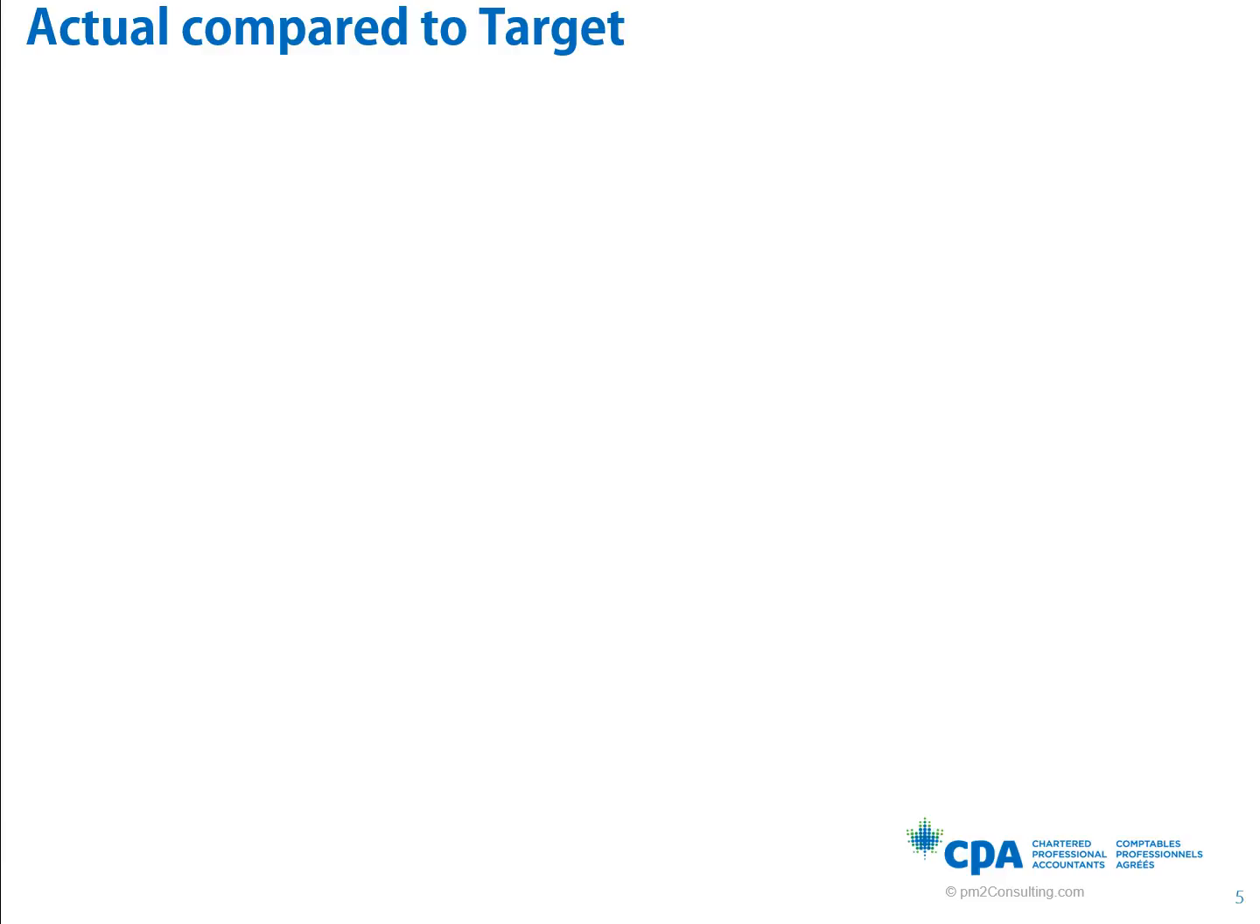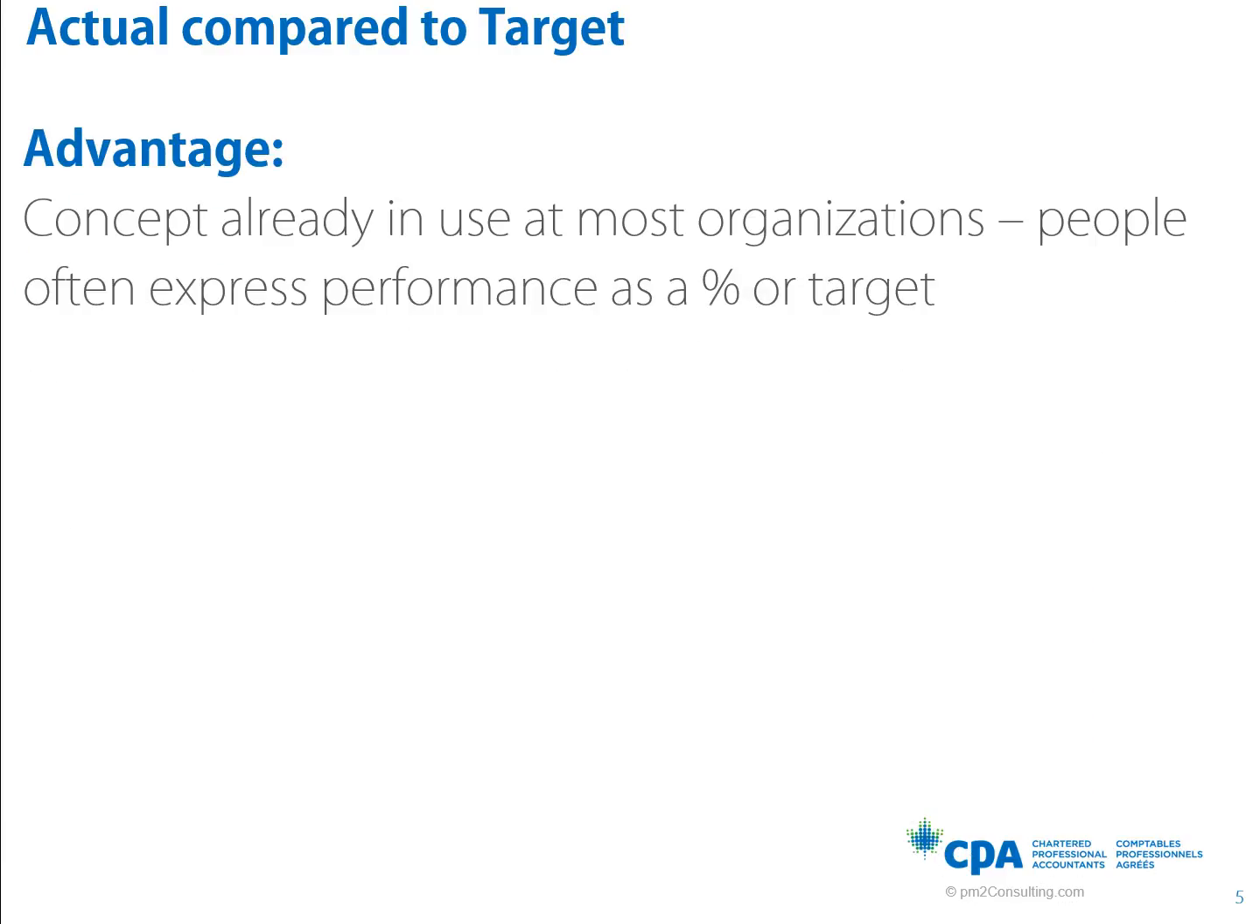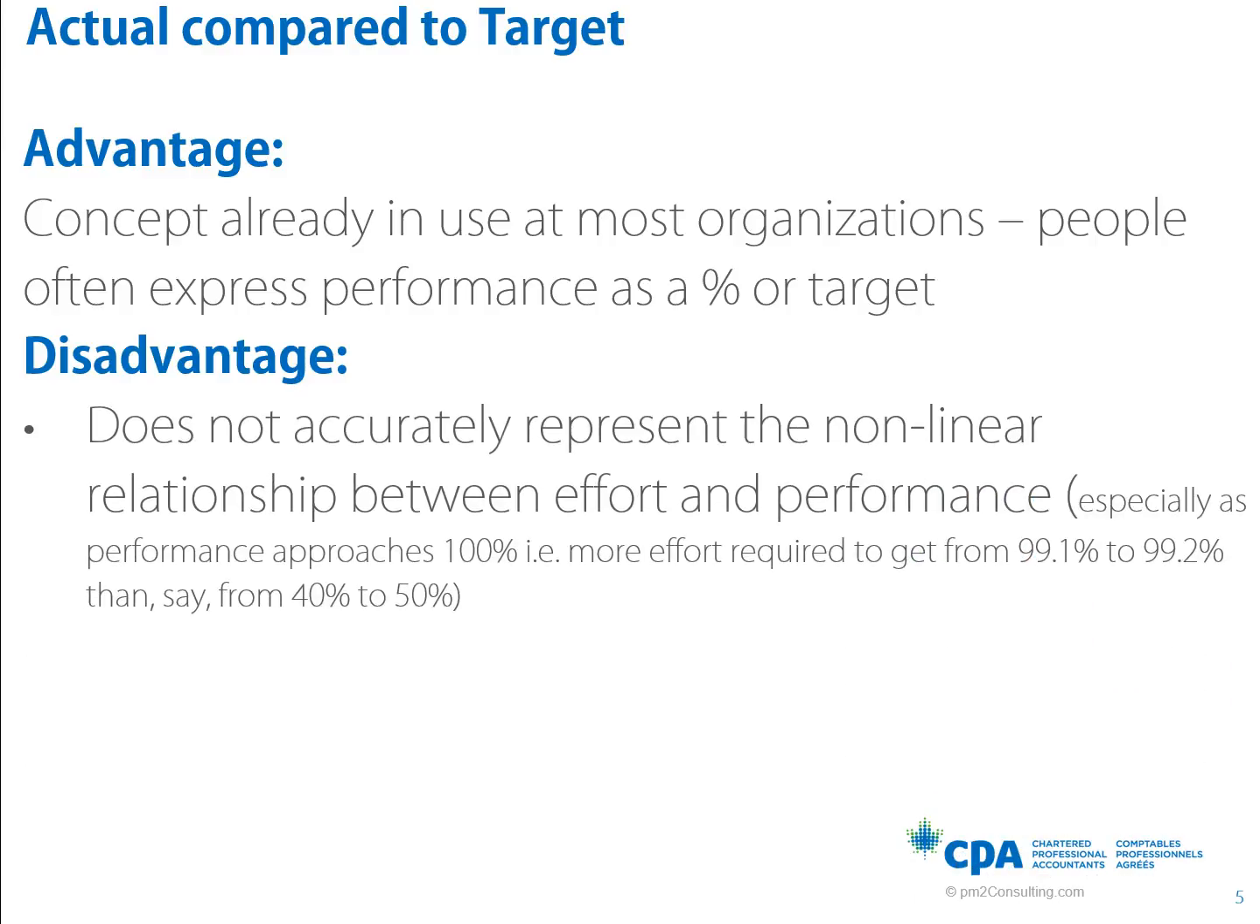Another option is to compare it against a target. So the advantage here is the concept's already in use. Most organizations often express our performance as a percent of target. The disadvantage is that it doesn't necessarily accurately reflect a non-linear relationship between the effort required and the performance achieved. And this is especially true as performance approaches 100%.